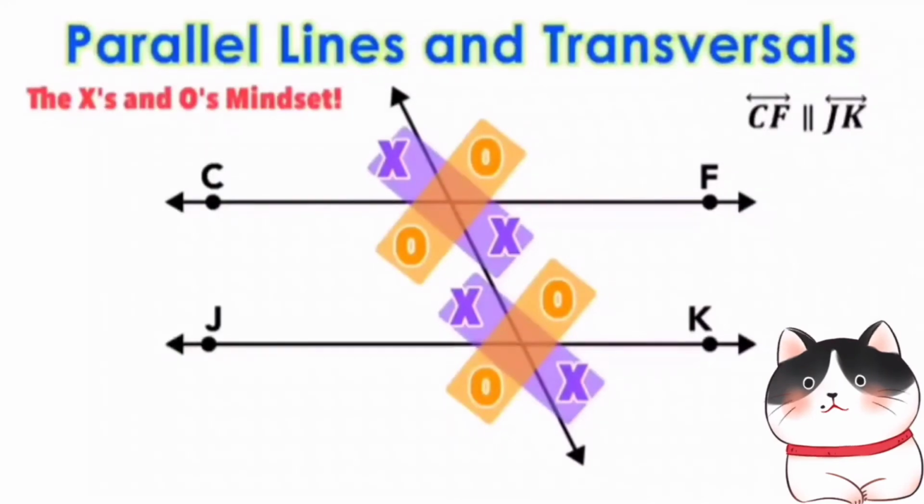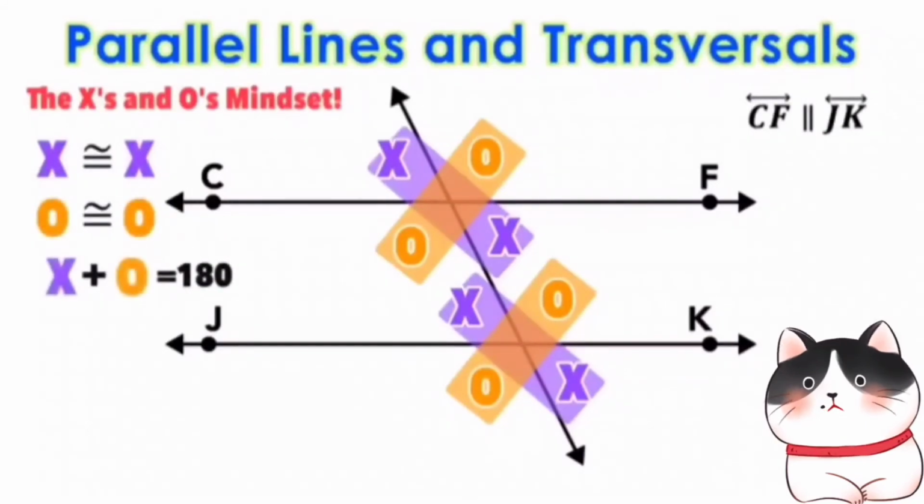Now, with this visualization in mind, we can conclude that all the angles labeled with an X are congruent to each other, all the angles labeled with an O are congruent to each other, and any combination of an X and an O angle will have a sum of 180. So any XO combo represents a linear pair.